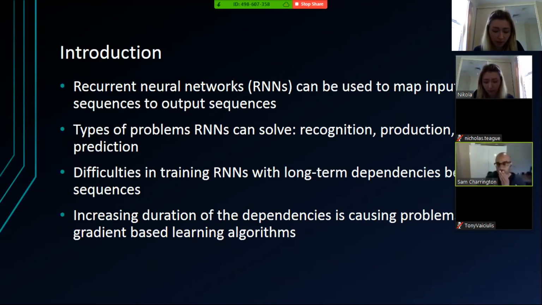Difficulties have been reported in training recurrent neural networks that perform tasks where there are long-term dependencies that need to be taken into account. And increasing durations of the dependencies is causing problems for gradient-based learning algorithms. So this paper looks into why this problem actually occurs, and there are some trade-offs exposed between learning efficiently by gradient descent and latching on information for long periods of time. So based on understanding of this problem, there are some alternative approaches to gradient descent that are considered.